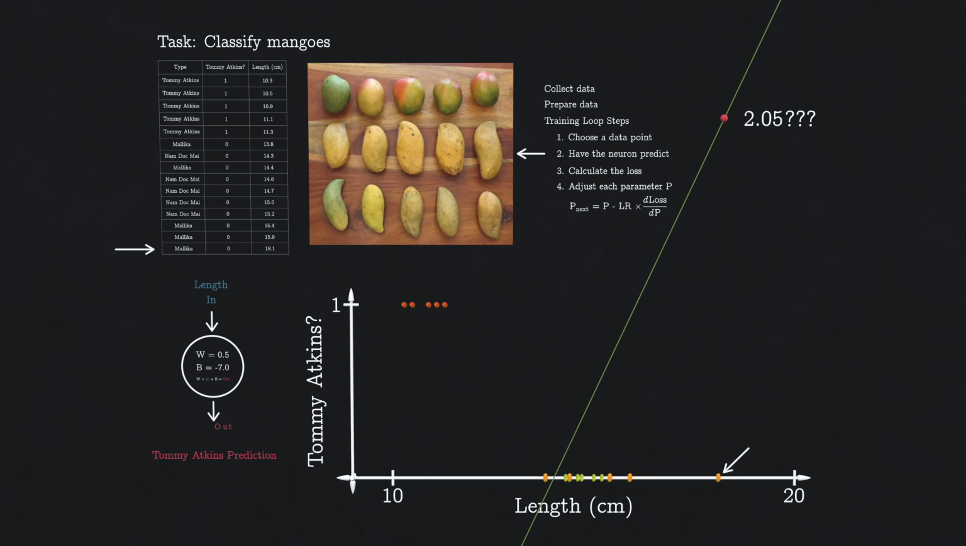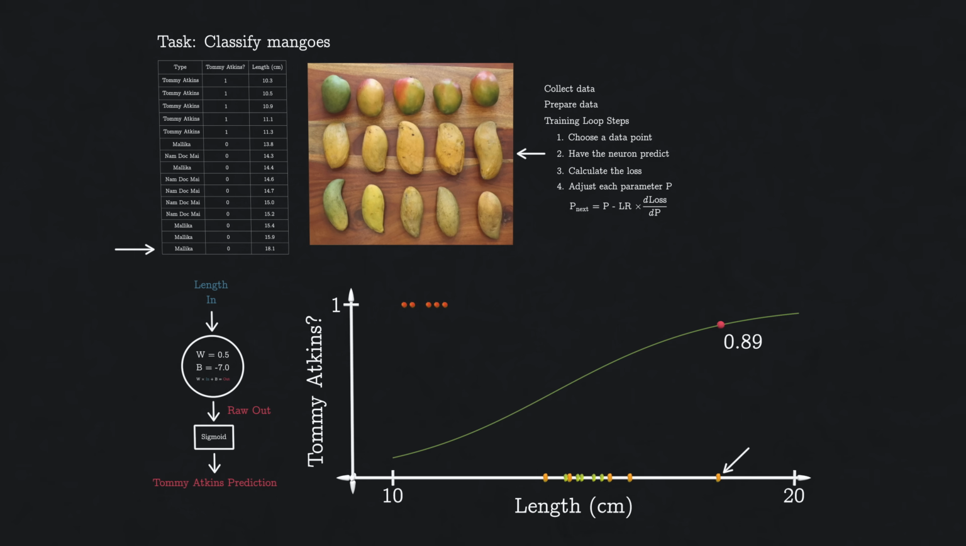So we can add an extra sigmoid step to translate the raw output of the neuron to a scale from 0 to 1. With our previous value of 2.05, putting that through the sigmoid gets us to about 0.89. We could interpret that as the neuron saying it's 89% sure that the mango is Tommy Atkins, or it could be something else, but the main point is that it's between 0 and 1, so up clearly means more Tommy Atkinsness. Turns out it's actually a Malika mango in this case, so the neuron has some learning to do.